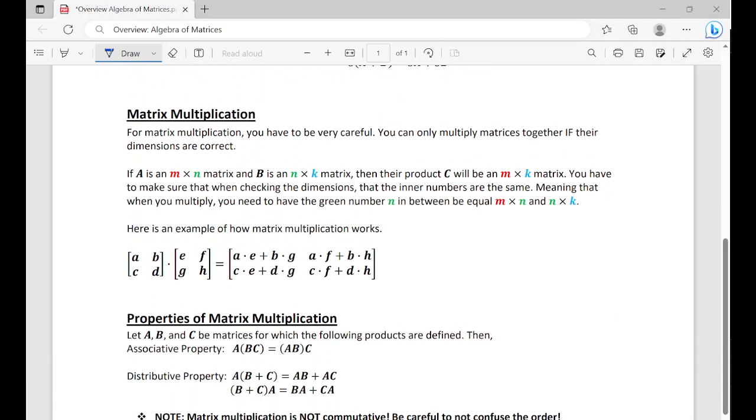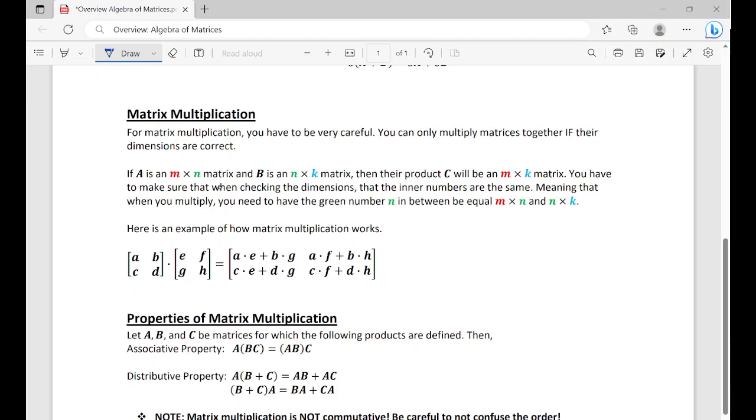For matrix multiplication, you have to be extremely careful. This is very important. You can only multiply matrices if their dimensions are correct. And what do I mean by correct? Well, if A is a matrix and it's m by n, and B is a matrix that's n by k, then their product C will be an m by k matrix.